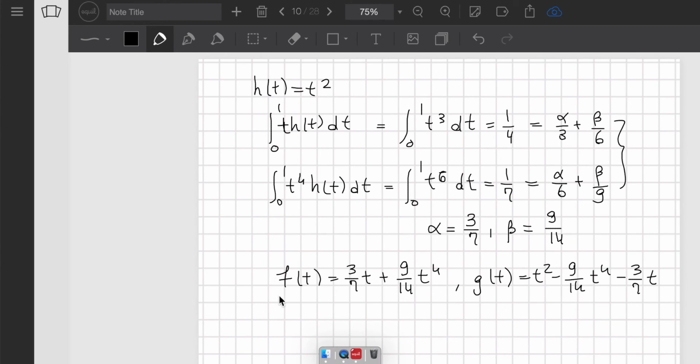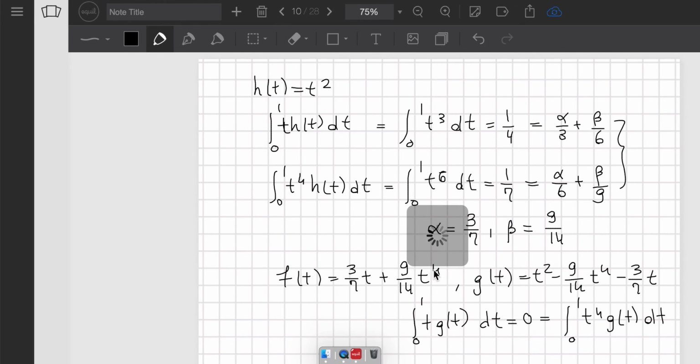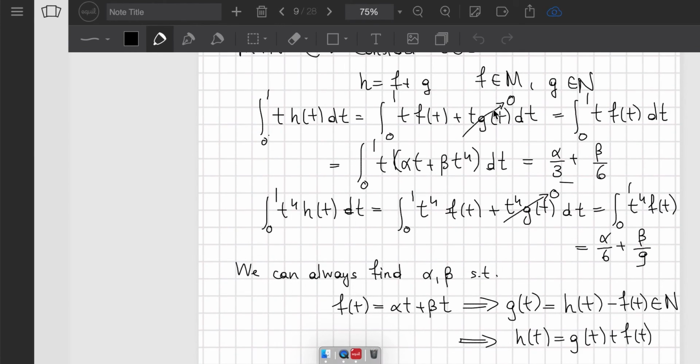And these two are the functions. Their sum is obviously t squared. f belongs to M because it's a sum of a real number times t plus a real number times t to the fourth. And g(t) also belongs to N, because if you take the integral of t g(t) from 0 to 1, you'll find that it is 0, and you'll also find that the integral from 0 to 1 of t to the fourth g(t) is equal to 0, right? And we know it's equal to 0, we don't even have to calculate it, because we forced it to be 0 right here by saying that it belongs to N. So there you go.